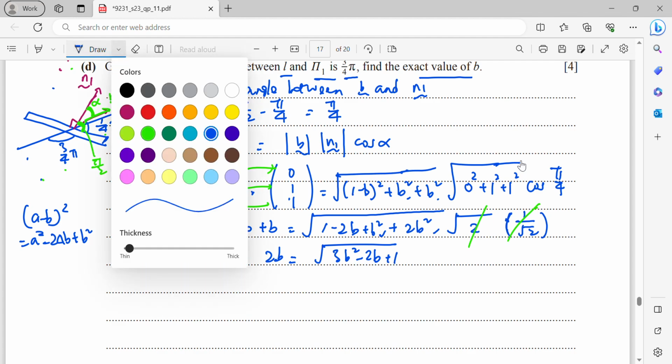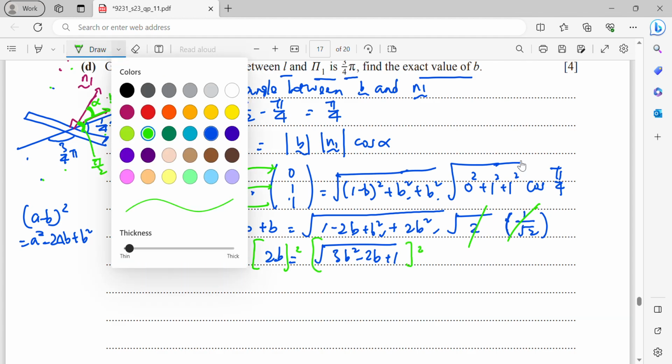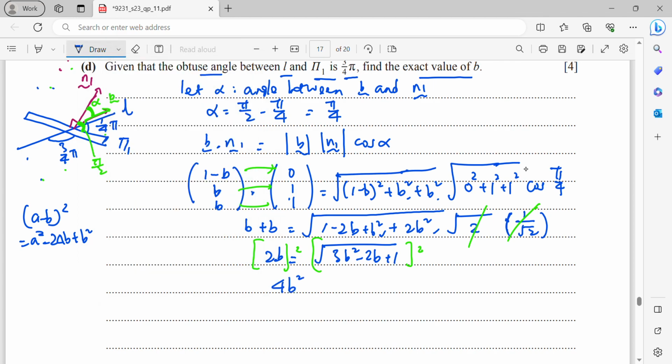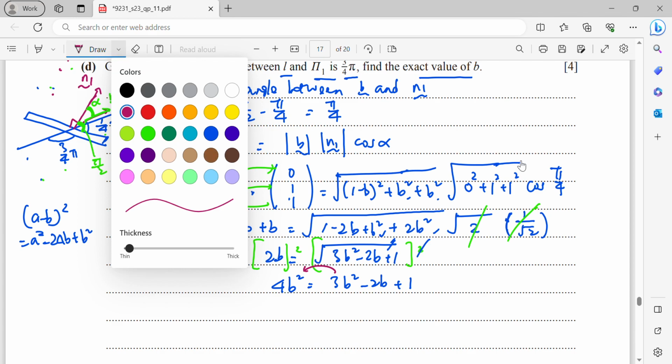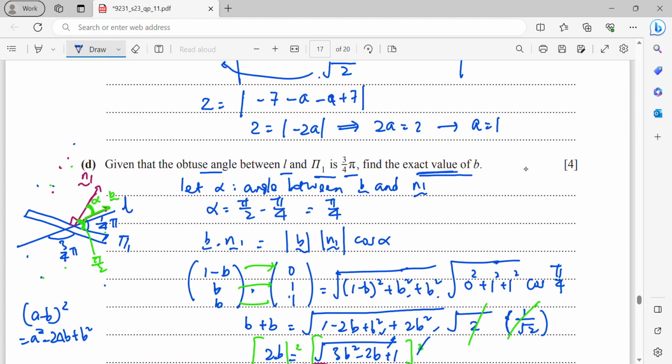To simplify this, we need to square both sides. When squaring both sides, left hand side becomes 4b squared. On the right hand side, the square and square root cancel off, then I will get 3b squared minus 2b plus 1. I move all the terms to the left hand side in order to get positive b squared. Then I will get b squared plus 2b minus 1 equals 0. Now the question says find the exact value of b.